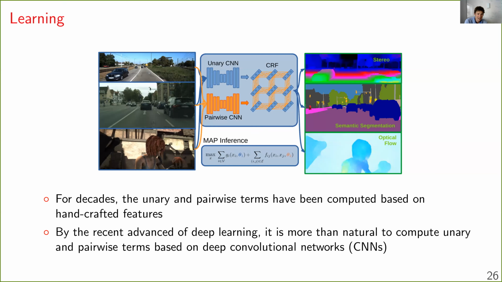But now, of course, in the age of deep learning, it is quite natural to replace those handcrafted features that go as an input into your Markov random field with learned features. There are several works we considered where we had a unary convolutional neural network that computed the unary terms from the input images, and also the pairwise terms were computed from the input images. And they go as input into the Markov random field, and then the final result is given by minimizing the Markov random field based on those energy terms computed from the CNNs.